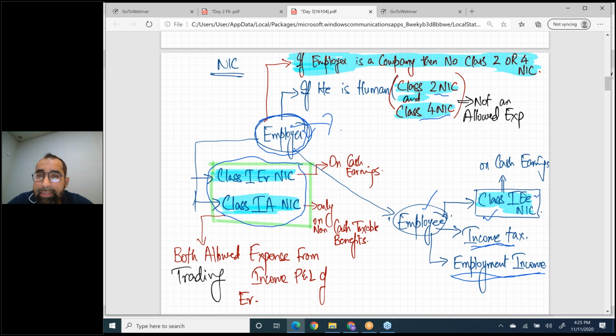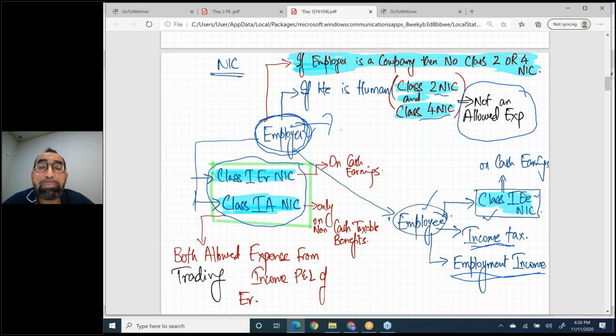Okay. Now, read this line, these are big mistakes. See, 2 marks and 1 mark is also very important. As class 2 and class 4 NIC are paid by the employer for himself, they are not paying for an employee, so that's not an allowed expense. Just think, class 2 and class 4 NIC are the tax of the employer himself, and your own tax is not an allowed expense.